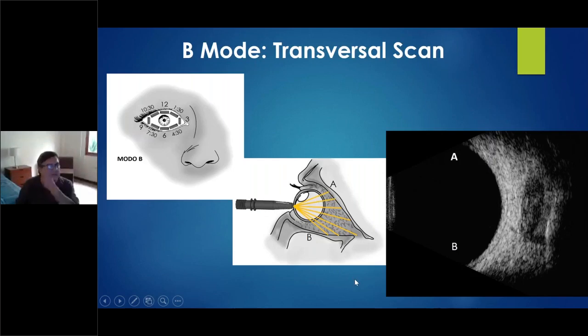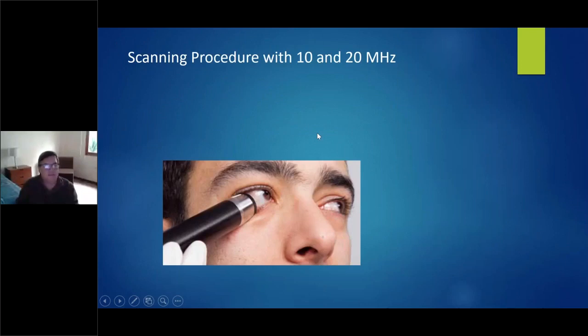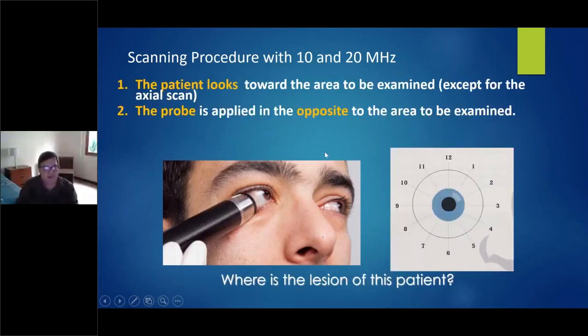Let's see again. For the transversal and longitudinal scan, the patient looks toward the examined area to bypass as much as possible the lens, because the lens has some distortions. Then, in this case, you want to see the nasal superior part. The patient looks toward the area to be examined, and the probe is applied in the opposite area. And then, if you get something, you can see that the lesion should be in this position.